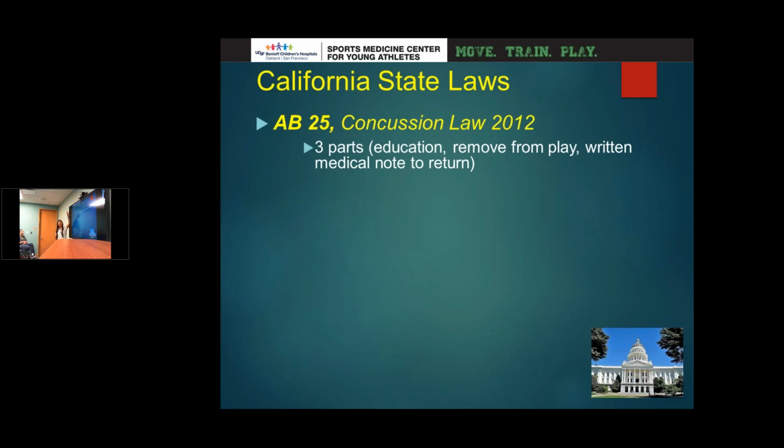Three parts. This is for high school kids. Education needs to go home with the kid during the PPE forms. Parents or guardians have to sign it. Kid has to sign it. I've read it. Number 2, if a coach, parent, whomever, official suspects someone having a concussion, you pull them out. And they can't come back until they have a written note.